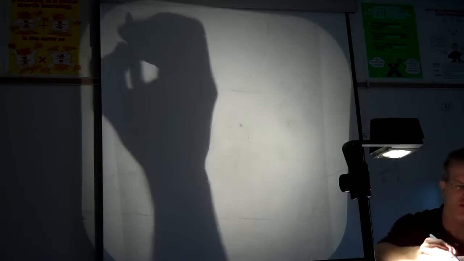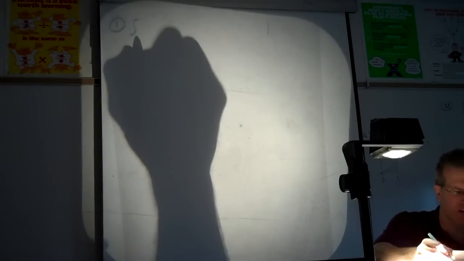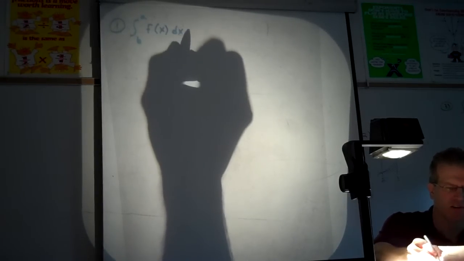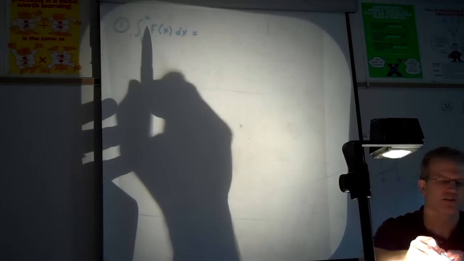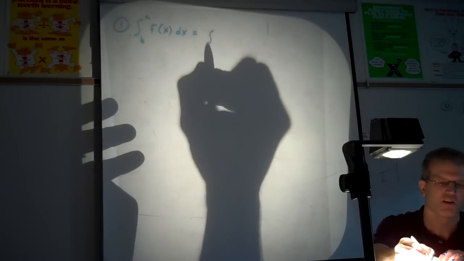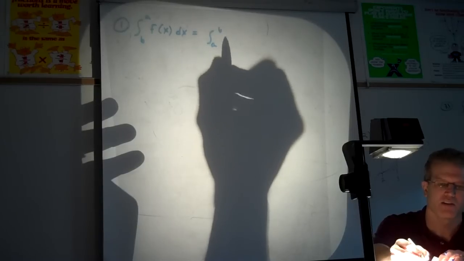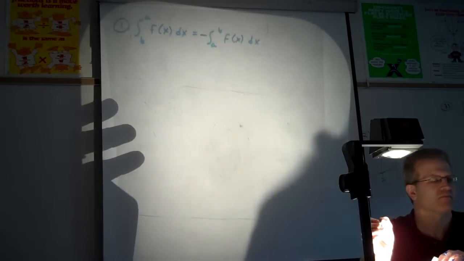The first rule, rule number 1, is called order of integration. What it says is, if you have an integral that goes from b to a, f of x dx, and you want to switch the boundaries, for example, if you notice that the smallest number is on the top instead of the bottom, you can do that as long as you change the sign out front.